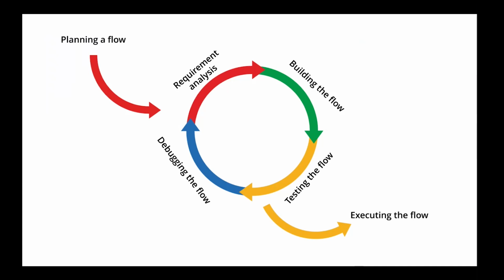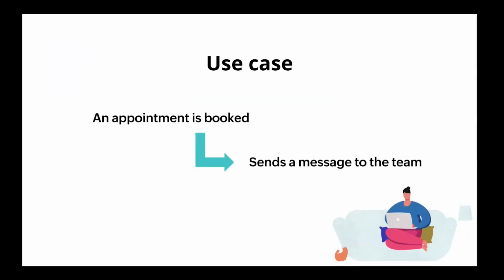This session is going to be split between this cycle. So let's start off with planning the flow. Before that, let's understand this from a use case. I have an appointment booking app, and when somebody books an appointment there, I would like to send a message to my team about it. Let's see how I would go about it.